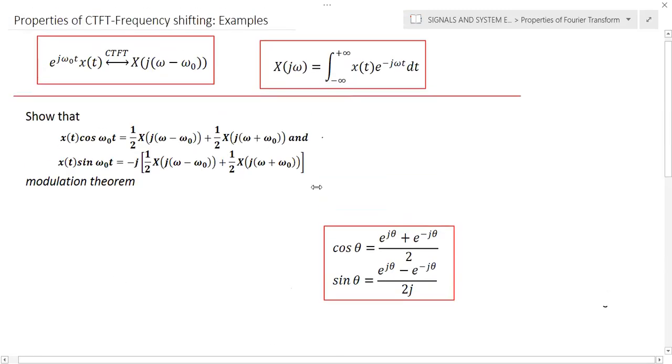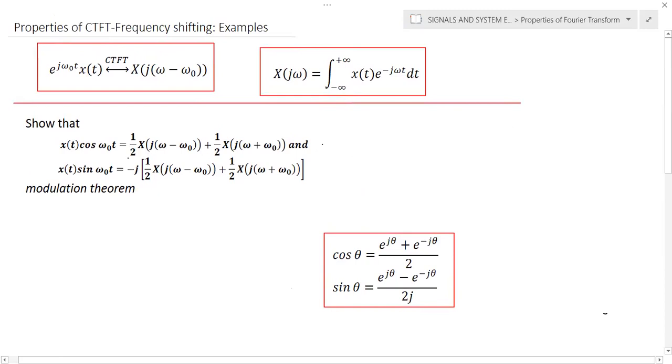Now we'll discuss the last problem, and this actually explains another concept which is known as the modulation theorem or modulation property. We already explained the frequency shifting property, and we mentioned that it's equivalent to the complex modulation. Here, a given signal is x of t into cos omega 0 t, and we need to prove that the final result will be 1 by 2 x of j omega minus omega 0 plus 1 by 2 x of j omega plus omega 0 if it is cos.